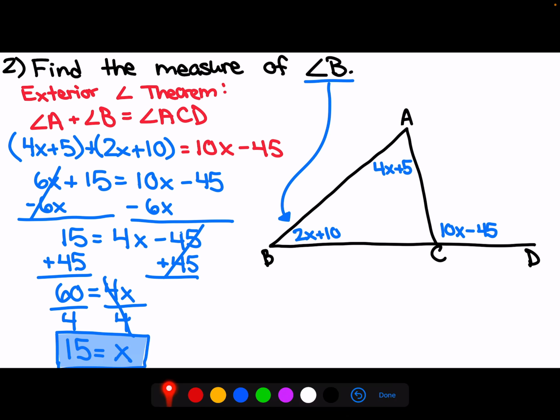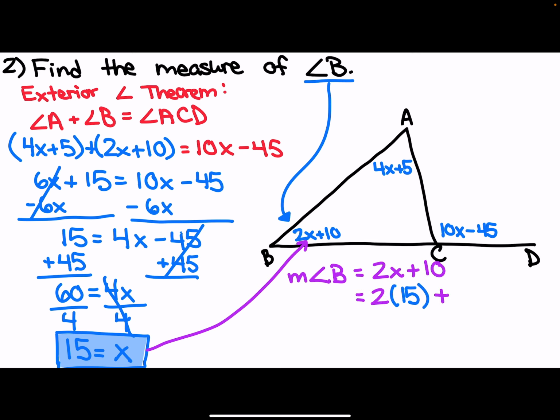Now that we have x, we're just trying to find the measure of angle B. So I plug in 15 for x in angle B. That'll give me 2 times 15, which is 30, plus 10 will give me 40 degrees. So angle B is equal to 40 degrees total.